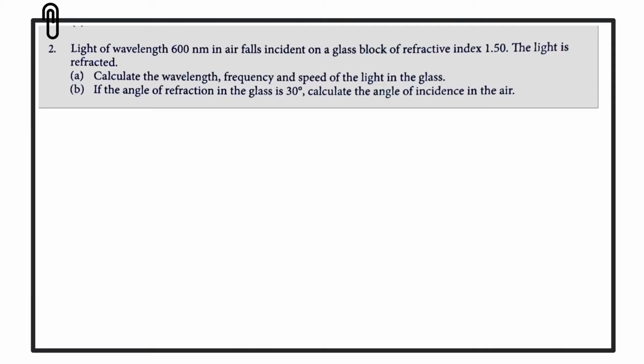Hi folks, in this video we're going to have a look at a question involving the refractive index. So light of a wavelength of 600 nanometers in air falls incident on a glass block of refractive index 1.50. The light is refracted. Part A of the question is asking us to calculate the wavelength, the frequency and the speed of the light in the glass. So first thing we'll do is just draw a quick sketch just to visualise what is happening here.